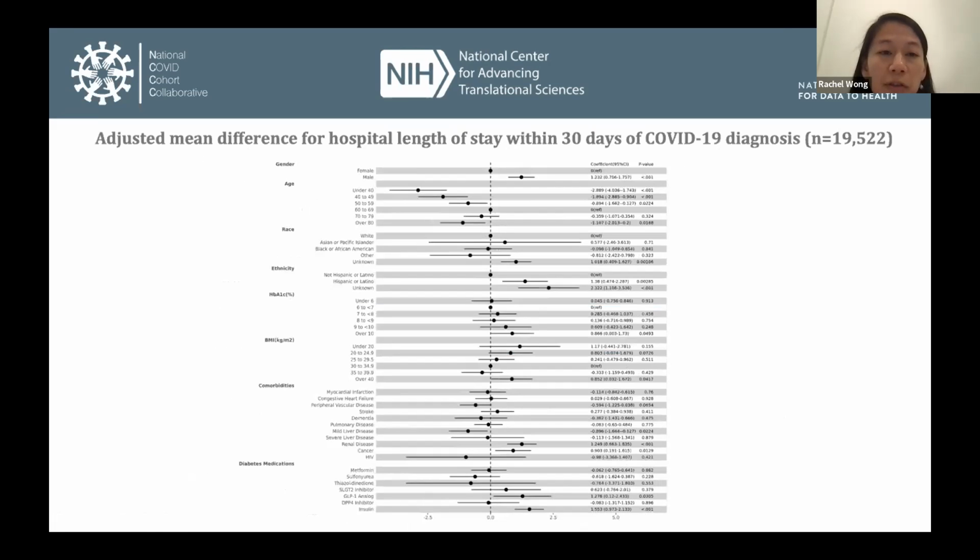For the linear regression, looking at length of stay in the relationship with hemoglobin A1c, we really didn't see as much of a difference. So if you look where my mouse is pointing, the only place where there was a slightly significant increase was a hemoglobin A1c over 10, and that just barely squeaked by with a p-value of 0.049.